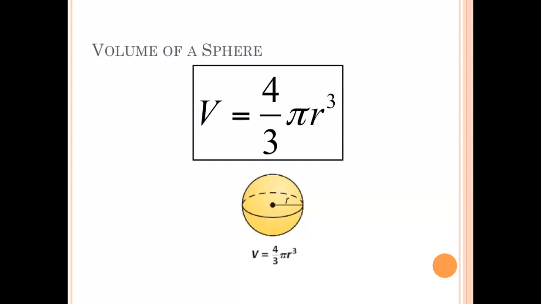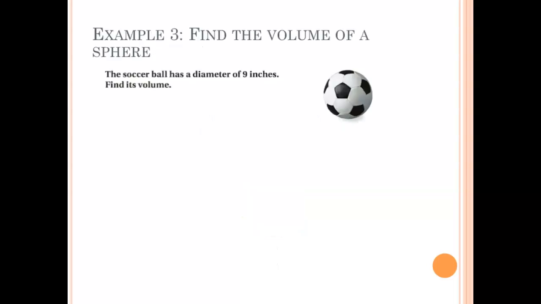Look at example 3. The soccer ball has a diameter of 9 inches. Find its volume. Okay, since the diameter of the ball is 9 inches, that means that the radius is half of that, so that would be 4.5 inches.